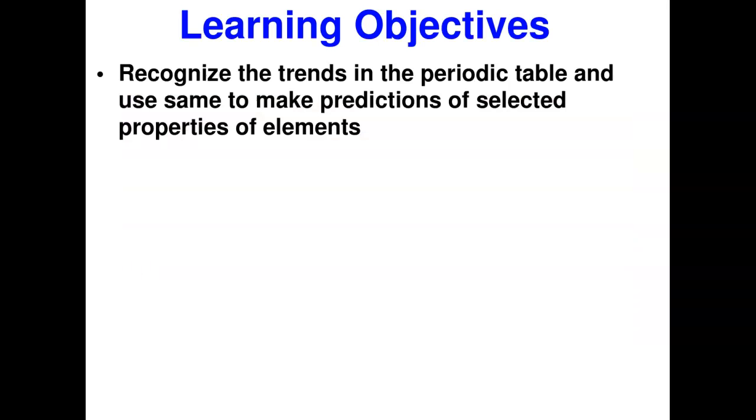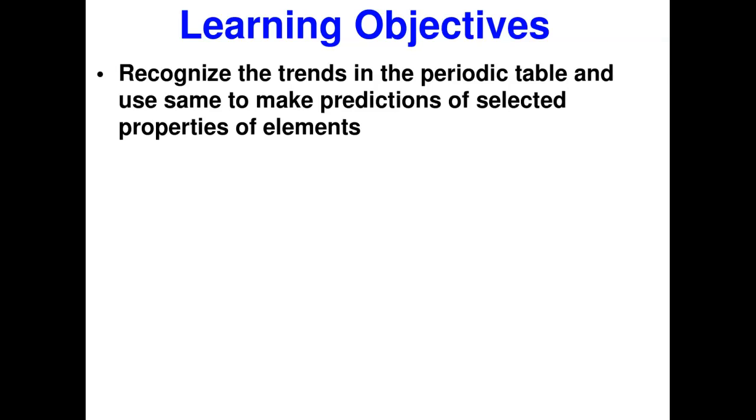Our learning objective today is just one single learning objective, which is recognizing the trends in a periodic table and using them to make predictions of selected properties of elements. And those trends we're going to be looking at will include the metallic trend, the atomic size, and then the ionization energy. So let's get to it.